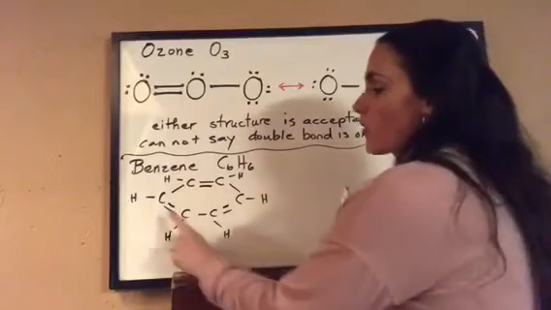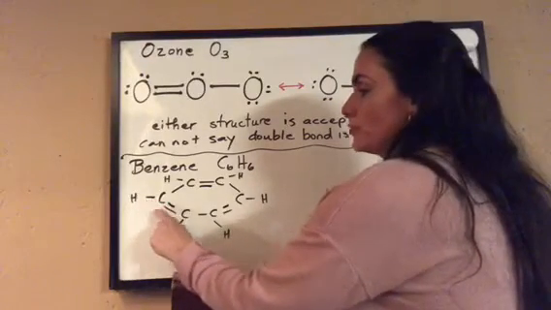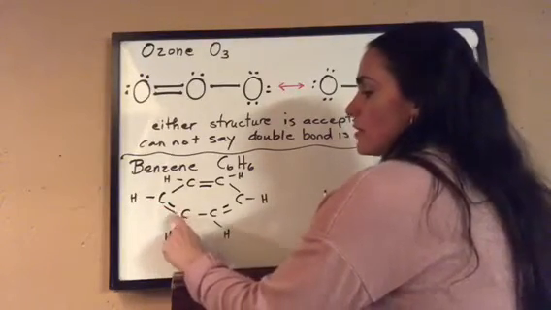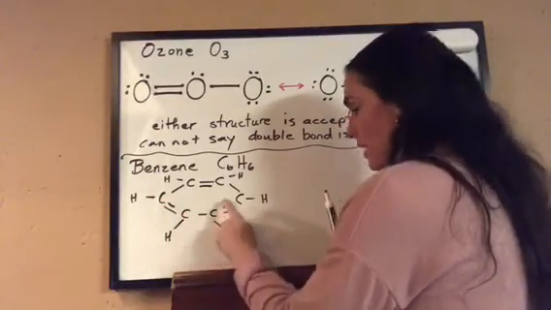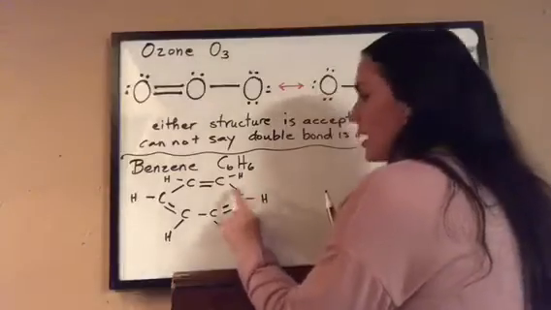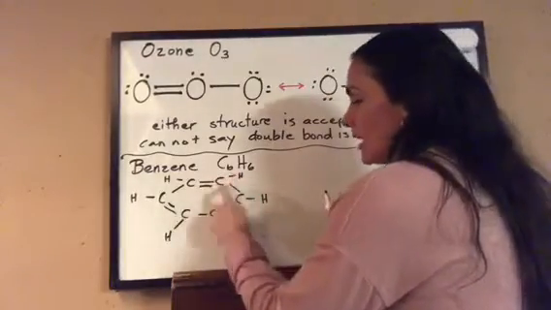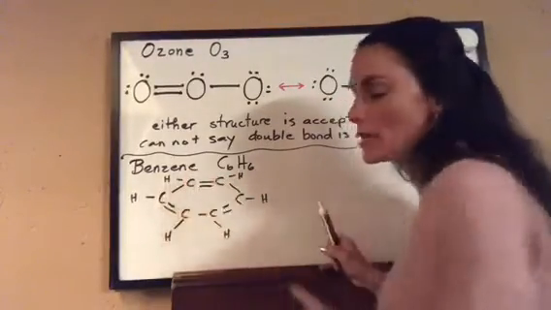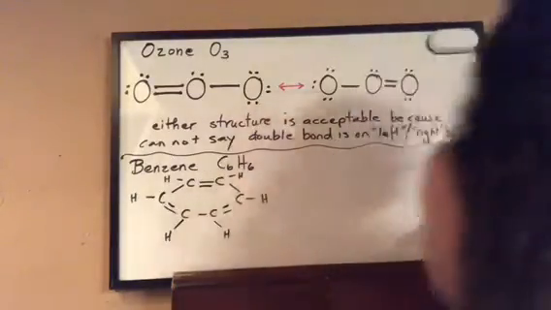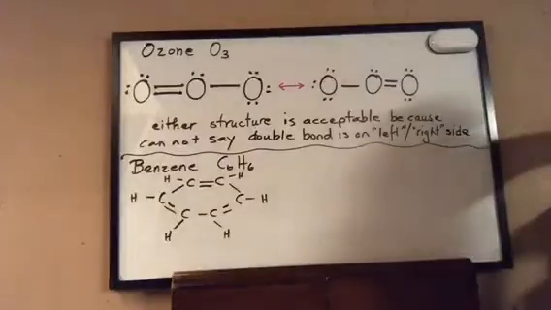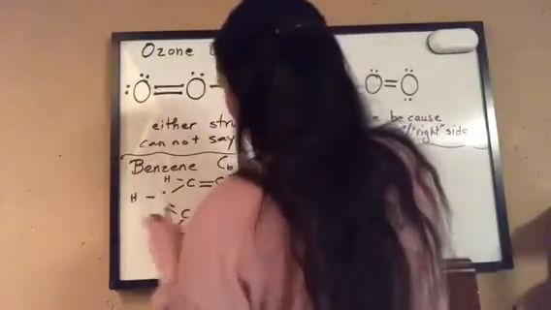Now, if we look, carbon will have 2, 4, 6, 8. Okay, but in reality, who's to say that those double bonds are located in the spots where I've drawn them? We don't know that.